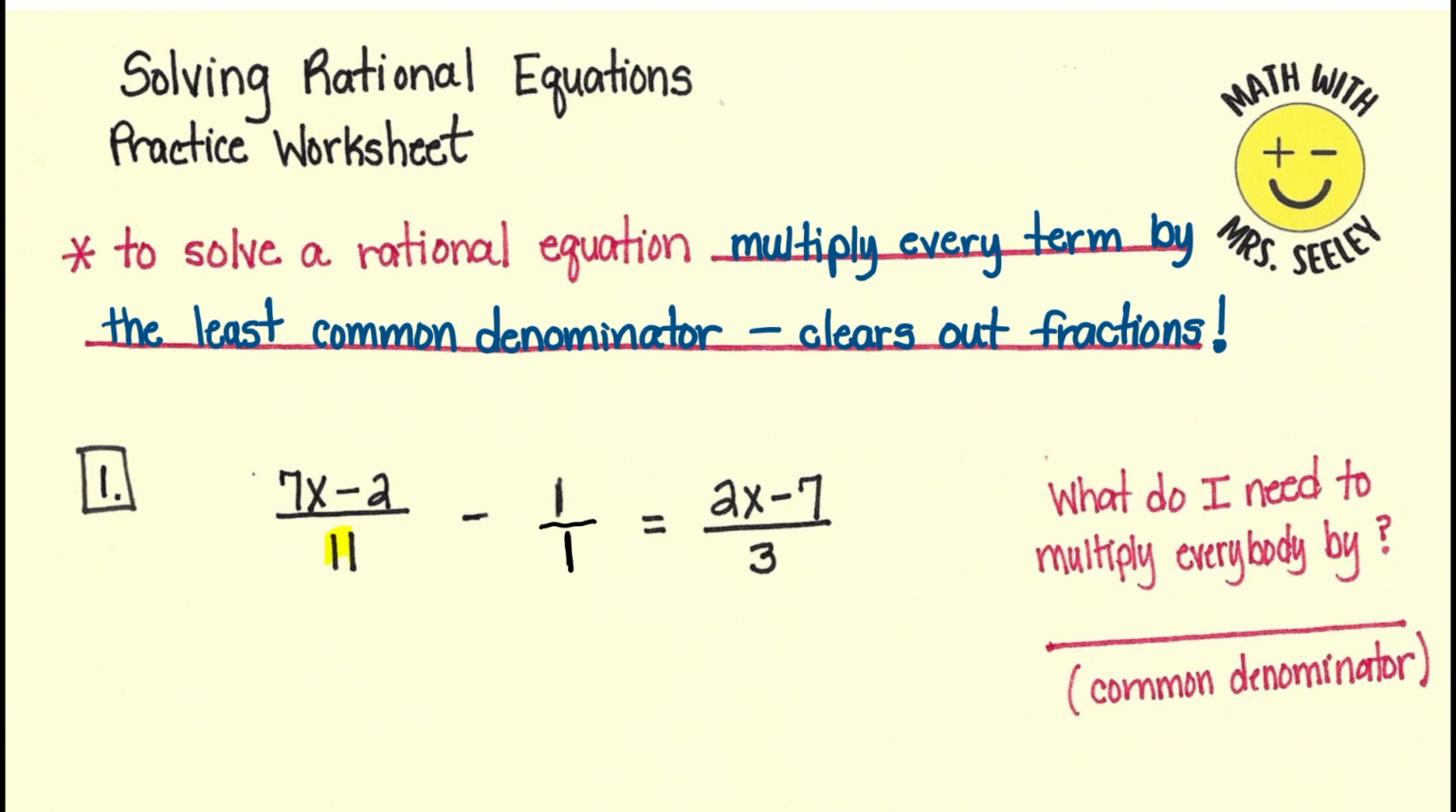So you're going to look at your denominators, a 1, a 3, and an 11, and you've got to decide what is the common denominator. What is a number that all of those will go into? So 33 is the number that 11, 3, and 1 go into. Then you're going to multiply that times every single term.